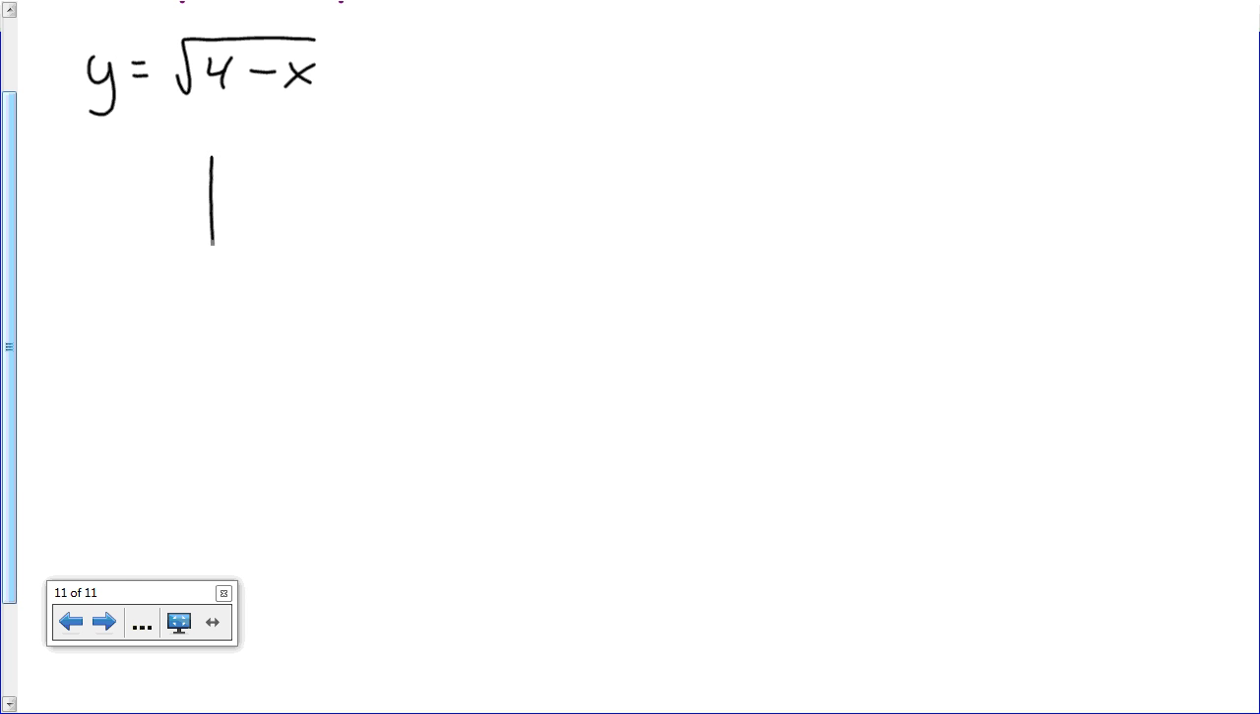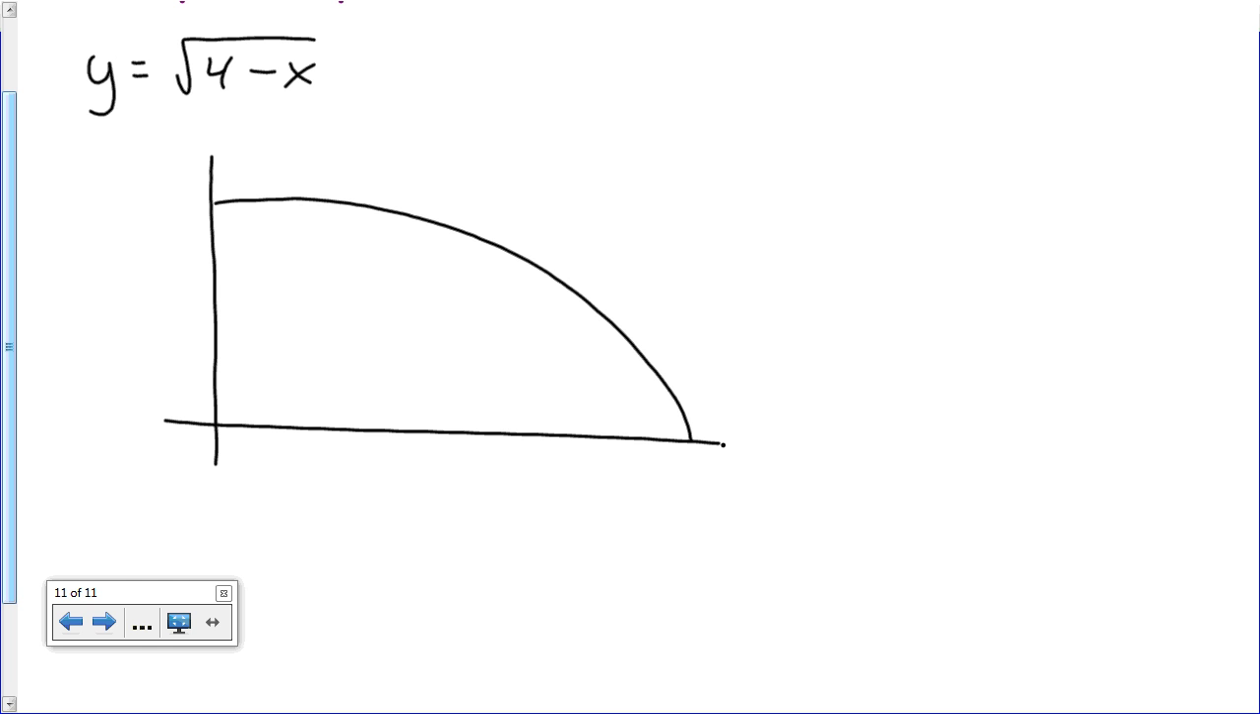So let's draw this curve, first of all, that they give us here. They gave us the curve square root of 4 minus x. And again, if you need to punch that in your calculator to see what it looks like, but it's a curve that looks something about like this. And it crosses the x-axis out here at 4. It crosses the y-axis up here at 2.